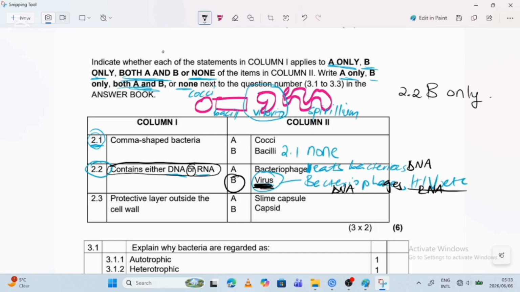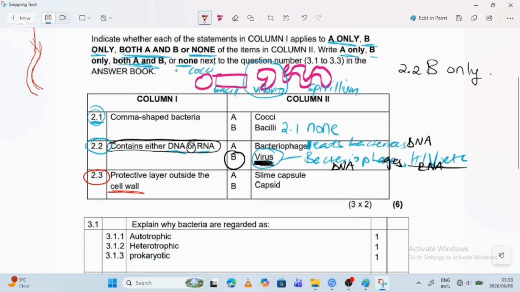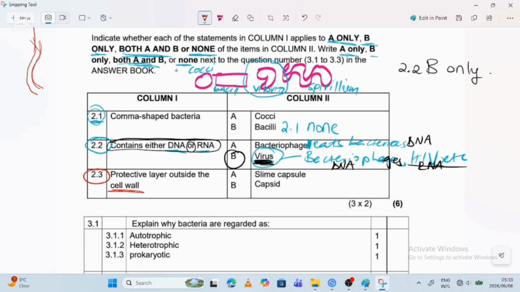Right? So now let's look at the next one. It talks about the protective layer outside the cell wall. Remember, in a bacteria we have a plasma membrane, and then we have a cell wall, and then we have what you call a capsule. So in viruses it is a capsid, but in bacteria it's a slime capsule. So it's A only. So for 2.3, the answer will be A only.